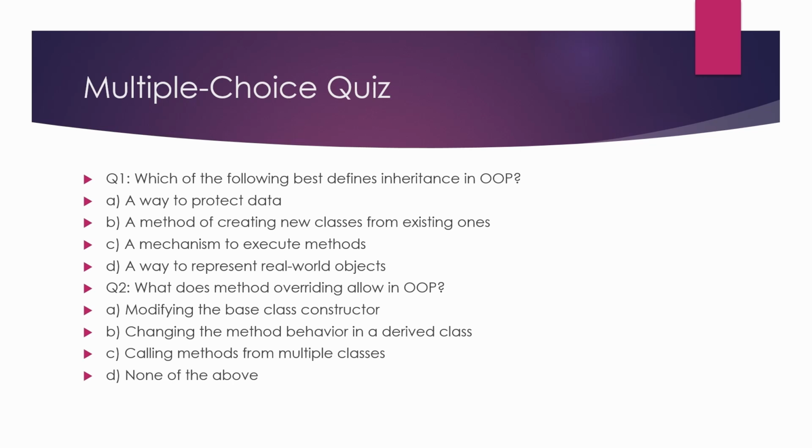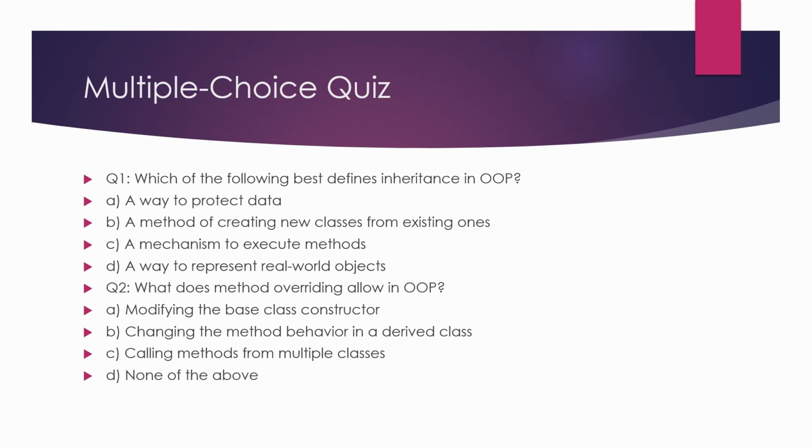Question 1. Which of the following best defines inheritance in OOP? A, a way to protect data. B, a method of creating new classes from existing ones. C, a mechanism to execute methods. D, a way to represent real-world objects.